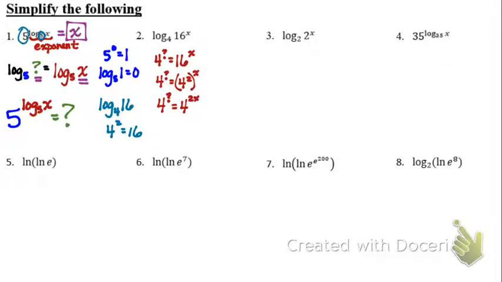So how would this whole thing simplify then? 2x. I could have rewritten this right here as log base 4 of 4 to the 2x. And now I have this argument and base. 4 to what power gives me 4? 1. And that would just leave me with that 2x.